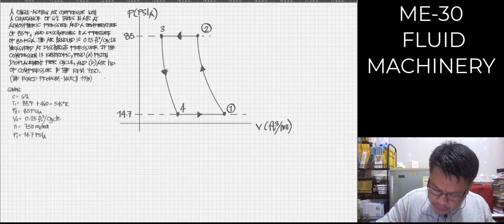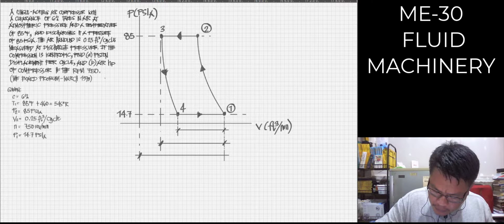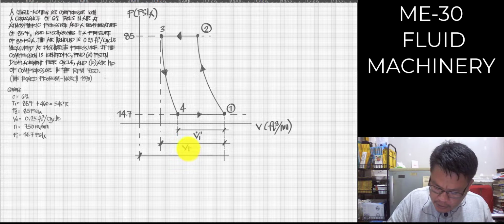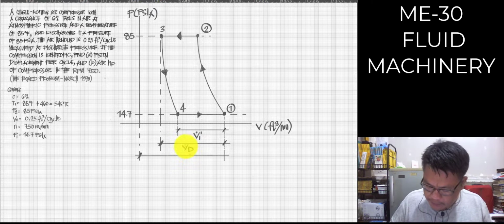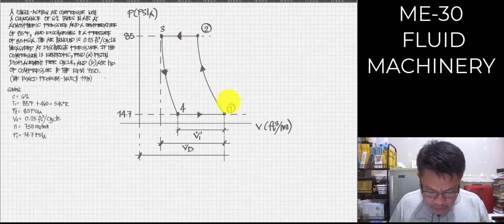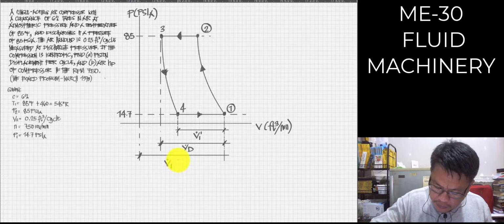Okay, let's put the labels on our PV diagram so that we will be more familiar with the details. We have the volume flow rate B1 prime, which is the volume displaced from 3 to 1. Then I have B1, the volume flow rate starting from my zero coordinates going to my point 1.